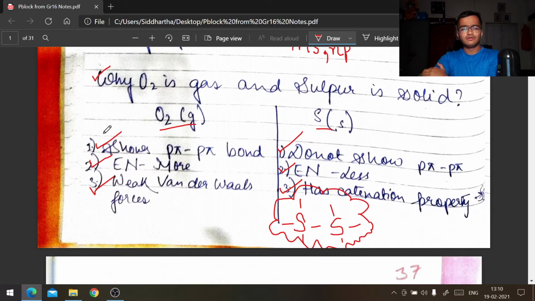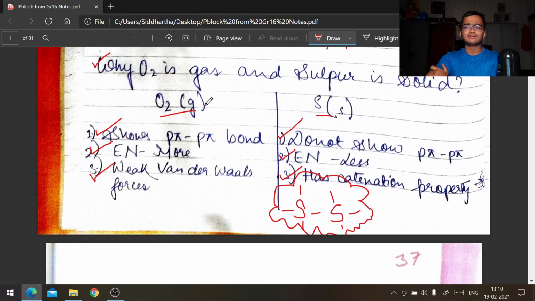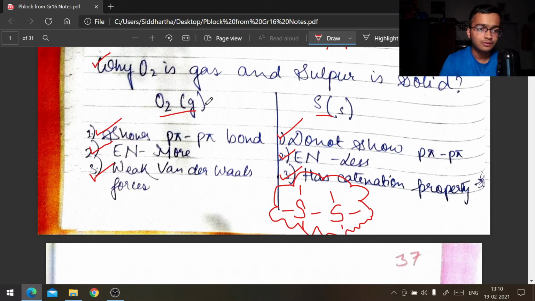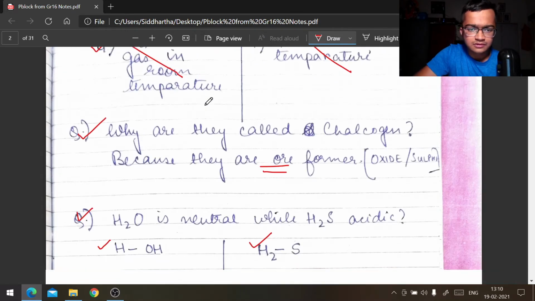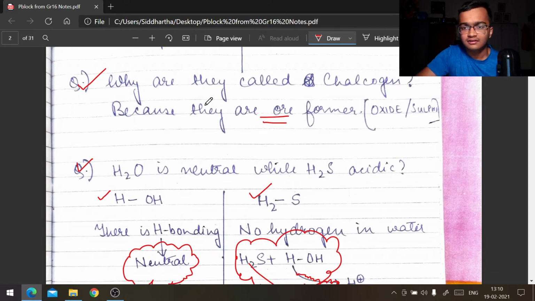My next question was why O2 is a gas and sulfur is a solid. O2 is a gas because it can form p pi-p pi bonds, whereas sulfur cannot form p pi-p pi bonds, and oxygen is highly electronegative while sulfur's electronegativity is less, and O2 has weak van der Waals forces of interaction, so it can exist as a gas, whereas sulfur has the catenation property, so it cannot exist as a gas. Okay, so the next question coming is why they are called chalcogens.